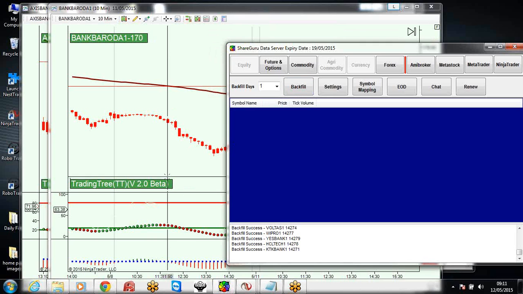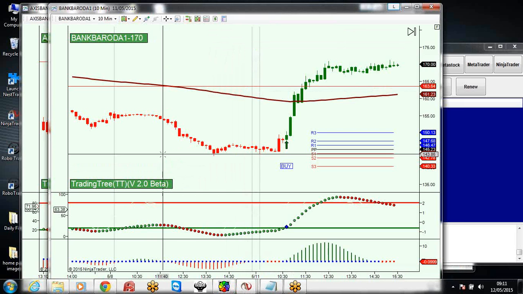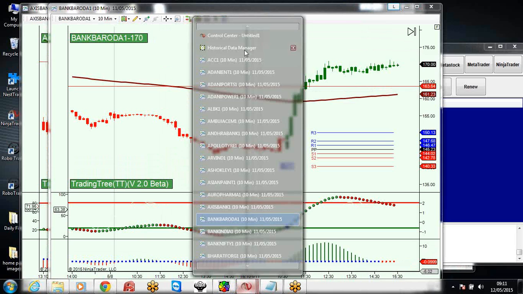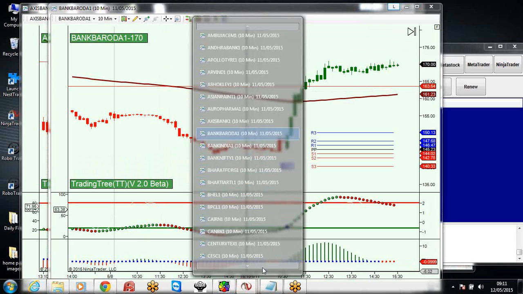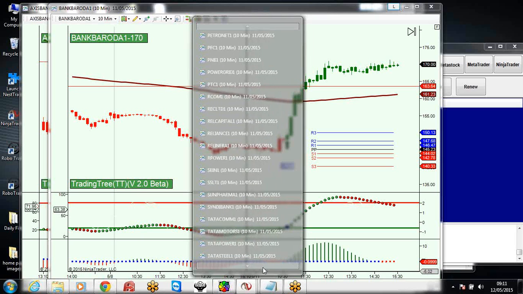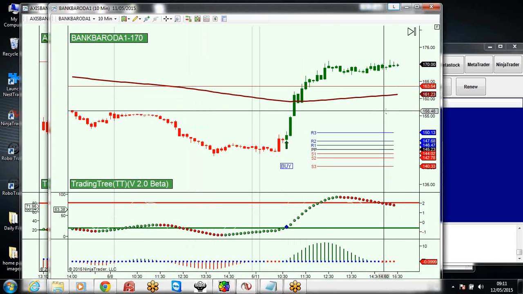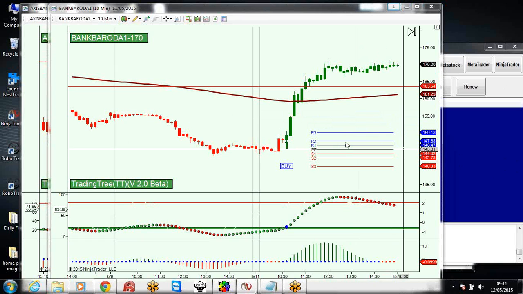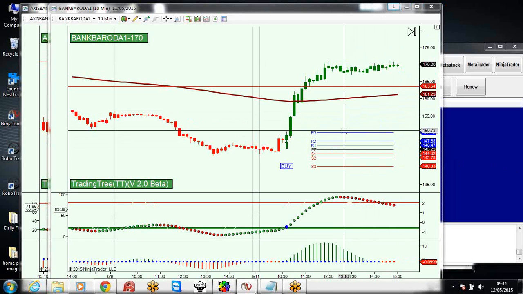So you can open all the charts that you want to trade before the market opens, as I've done. And you don't need to open this many charts. You can always open only the charts that you want to trade. It's my habit that I keep tracking all the calls, so I have opened somewhere around 70 to 80 charts. In case you want to trade only a few charts, you can just open them and wait for your calls.